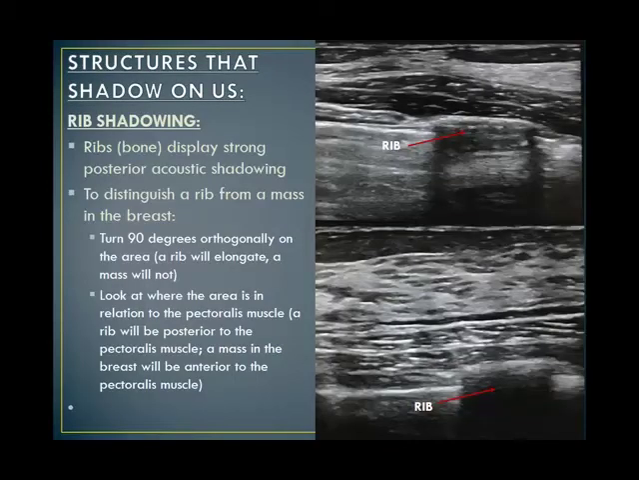And then ribs. Ribs, huge shadowers. So we'll see a lot of shadowing posterior to ribs, which is one of the reasons why we like to turn them into masses in the breast, because they look big and dark and scary. So remember, you're always looking for your pectoralis muscle. Where are you in relation to your pectoralis muscle? If what you're seeing is below the pectoralis muscle, you know that's your rib and not something in the breast.